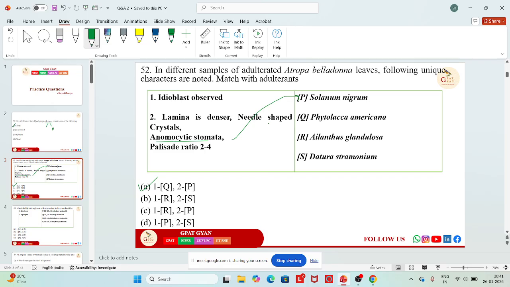So the anomocytic stomata, and when we are seeing the palisade ratio 2 to 4, it is always for the Solanum nigrum. And the idioblast is for the Phytolacca americana. And Datura stramonium is not going to be there. And the Ailanthus glandulosa is characterized by the differentiated calcium oxalate crystal. Okay, so if there is 0.3 for the calcium oxalate crystal, it will be R.